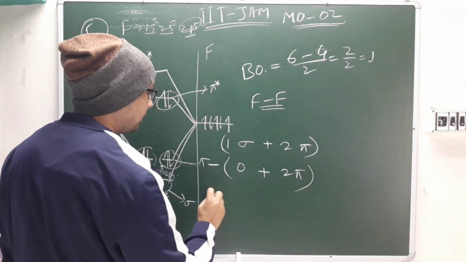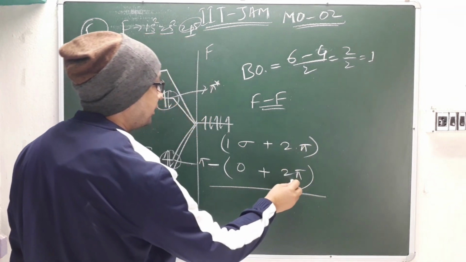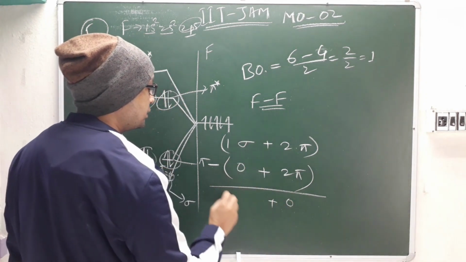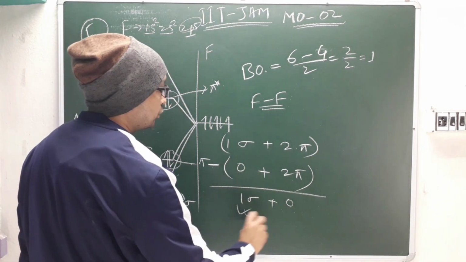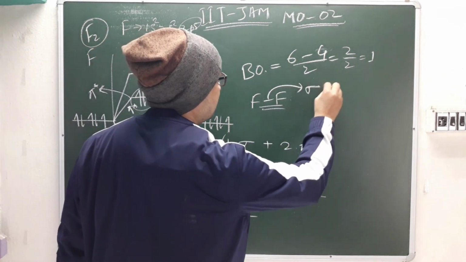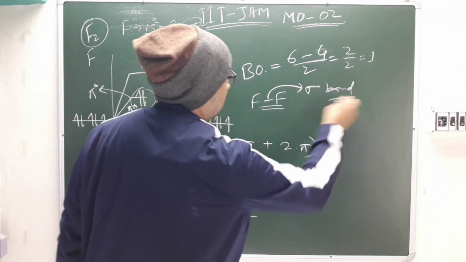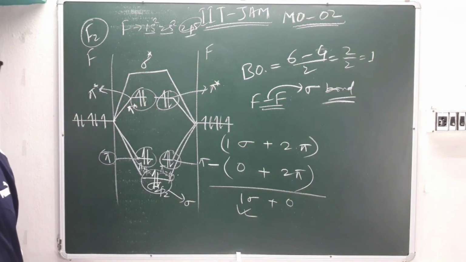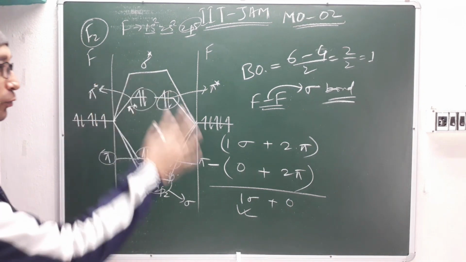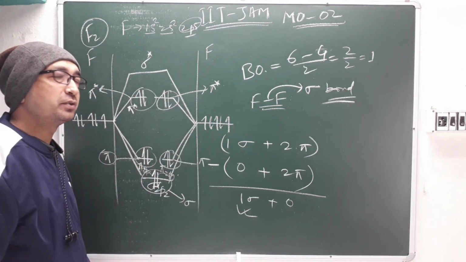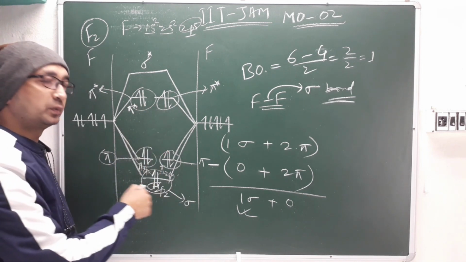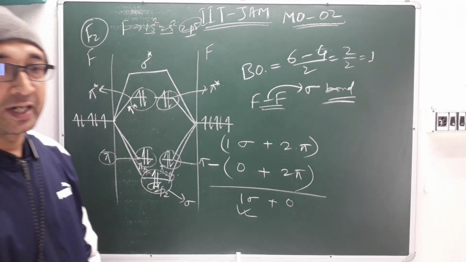What will happen here? This 2 pi and this 2 pi will cancel out, so it will be 0, and only 1 sigma remains. So there is 1 sigma bond only. What is the nature of this bond? It is a sigma bond, because it is from sigma 2pz. So this is for fluorine. And what is the magnetic property of fluorine? It is diamagnetic, where everything is paired up and there is no unpaired electron.